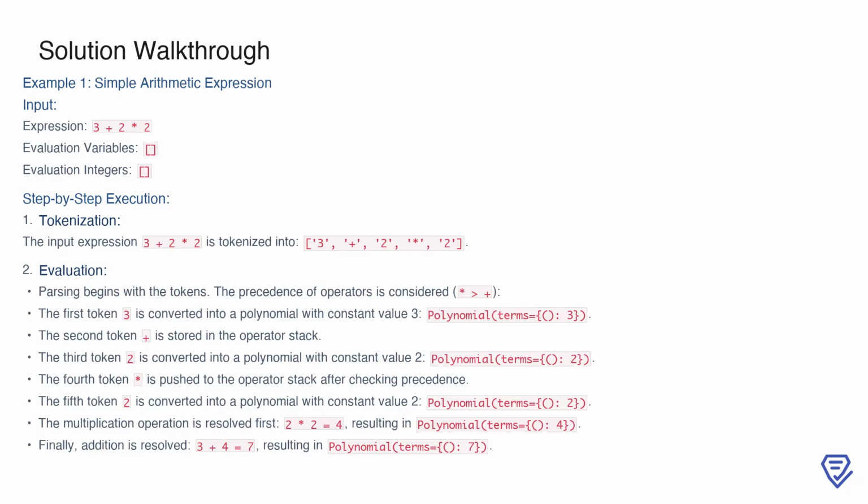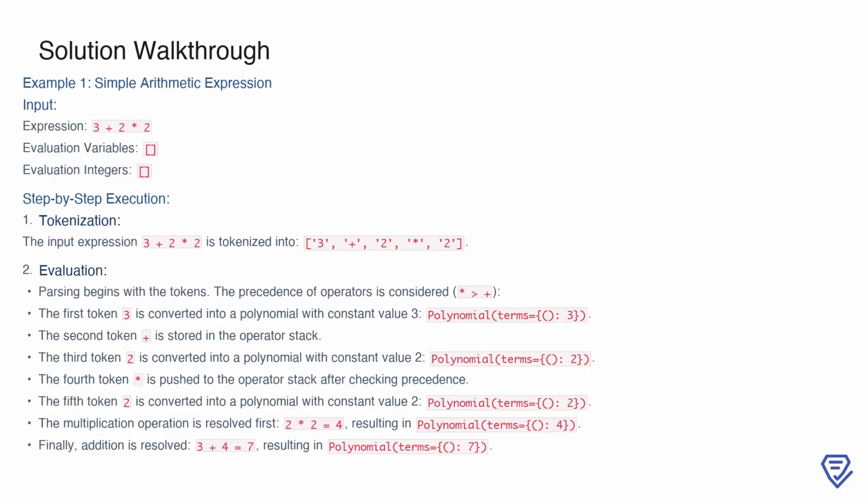The first token 3 is converted into a polynomial with a constant value of 3, represented as polynomial terms equals 3. The plus operator is stored in the operator stack. Then, 2 is processed as a polynomial with a constant value of 2. The multiplication operator asterisk is added to the stack after checking precedence. The next 2 is also converted into a polynomial. Now, the multiplication operation is resolved first, yielding 2 asterisk 2 equals 4, which gives us polynomial terms equals 4.